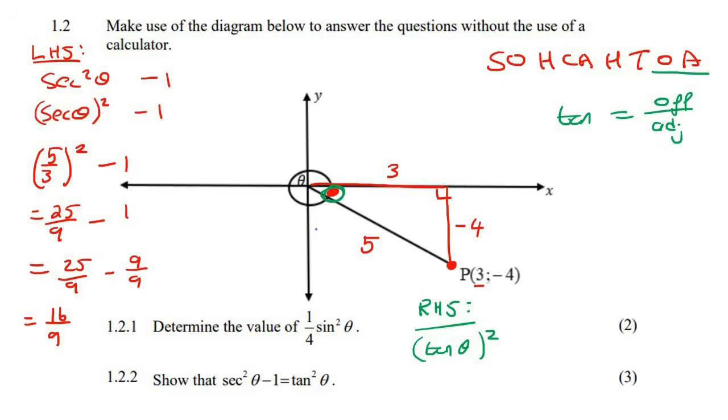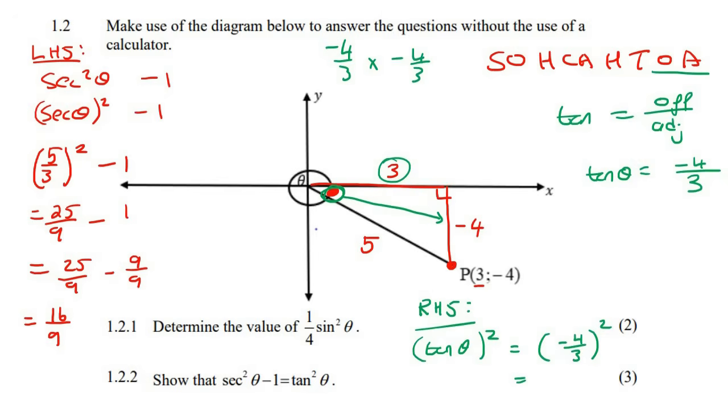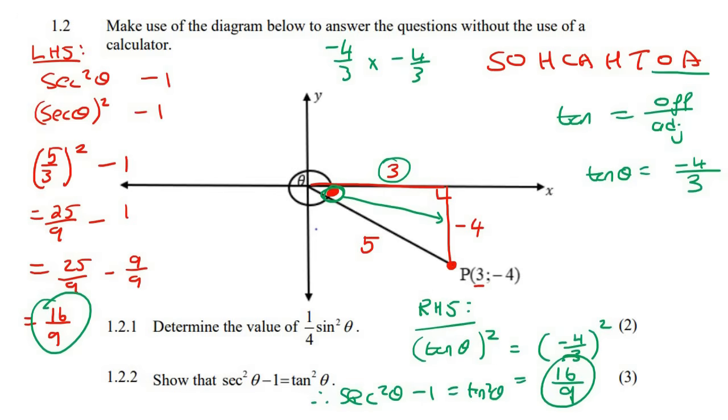So if you start here, then the opposite would be negative 4. Well, let's first work it out here. So tan theta would be negative 4, and then the adjacent would be 3. So we're just going to put that into a bracket and square it. Now, what is minus 4 over 3 multiplied by minus 4 over 3? Well, that's just going to be positive 16 over 9. And so what we can see is that this side and this side is the same. And so we can just say, therefore, sec squared theta minus 1 is the same as tan squared theta.